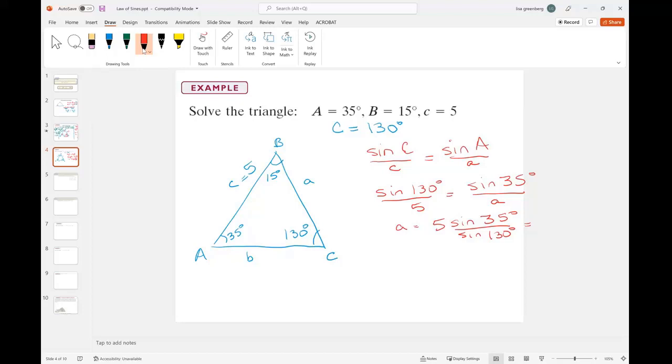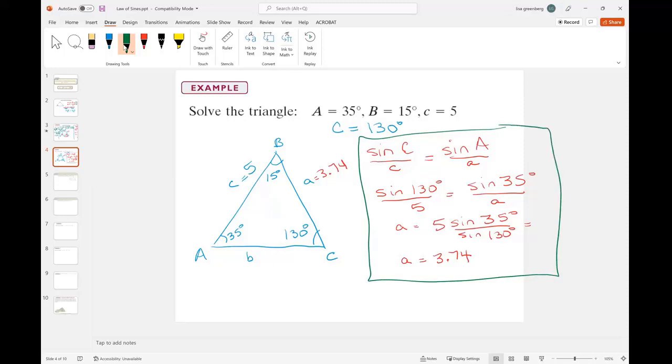So does that make sense? So I get A equals 3.74, and yeah, A is smaller. Okay, so let's say it is true. Okay, and then again, this is one set of values. And then I can do the same exact thing for B.